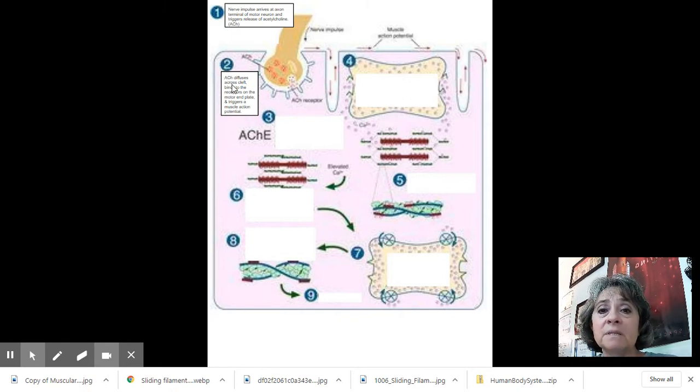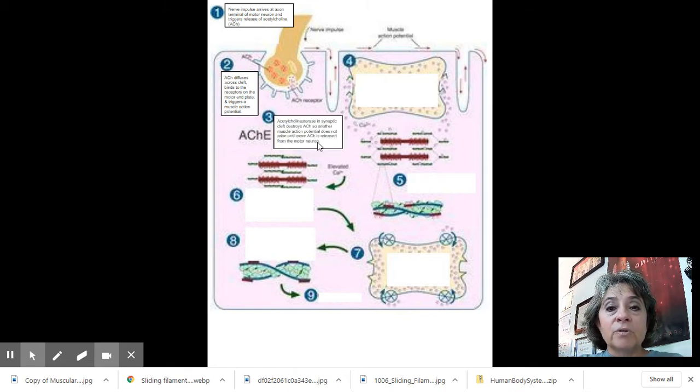The next thing that happens, ACH, that's our abbreviation for that chemical, acetylcholine, will diffuse across the cleft, what I just said, binds to receptors on the motor end plate, and causes a muscle action potential. Action potentials are how nerves send their impulse. We'll talk more about that in the nervous system. But basically, it's an electrical and chemical event that causes a nerve transmission and nerve impulse to travel down the length of the muscle.